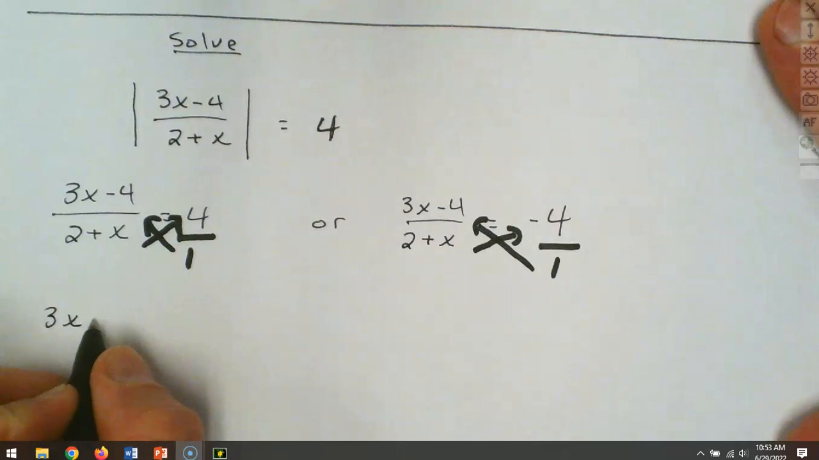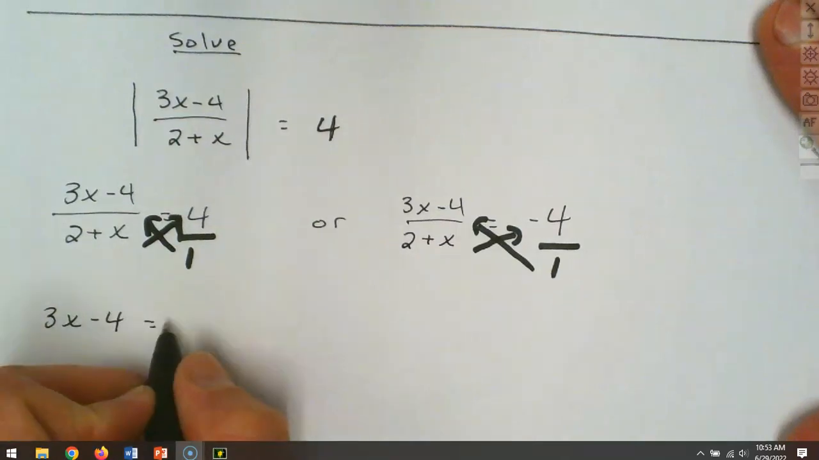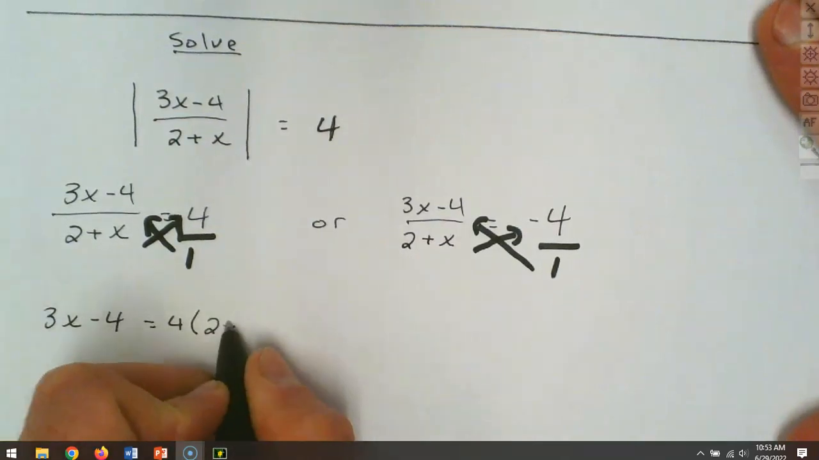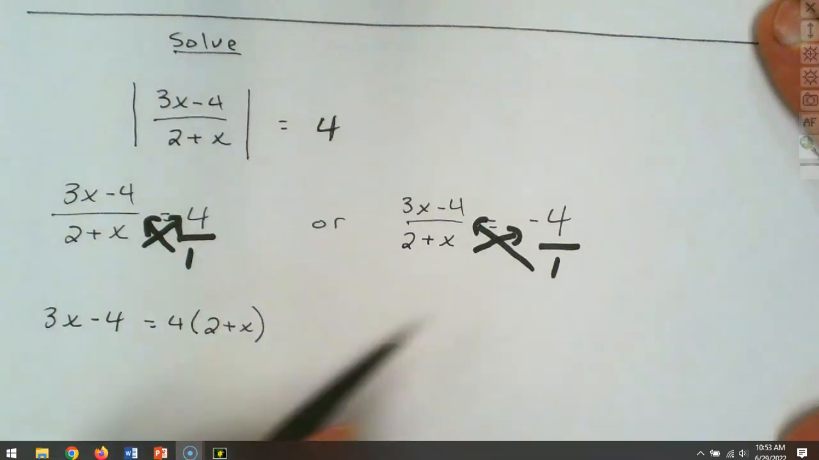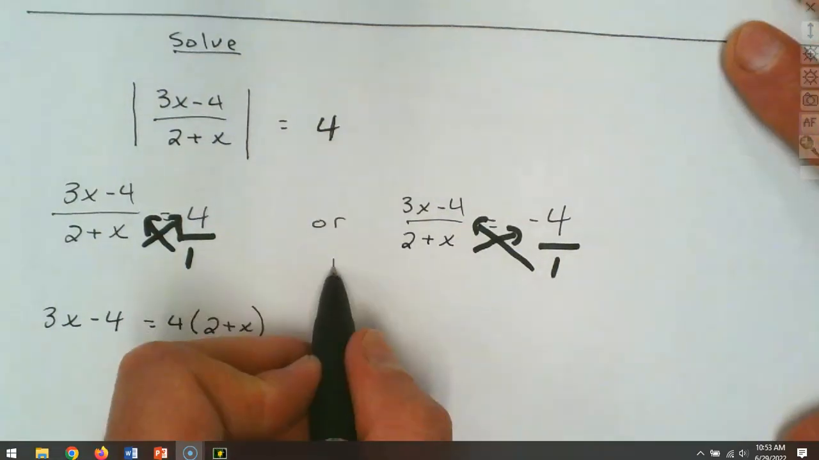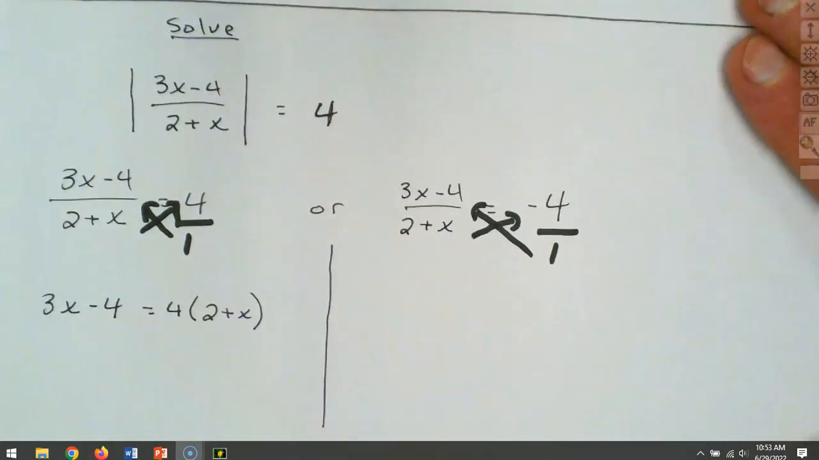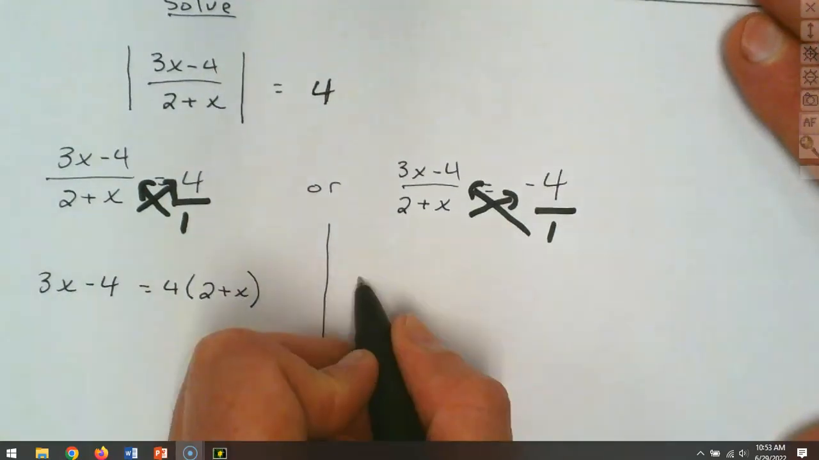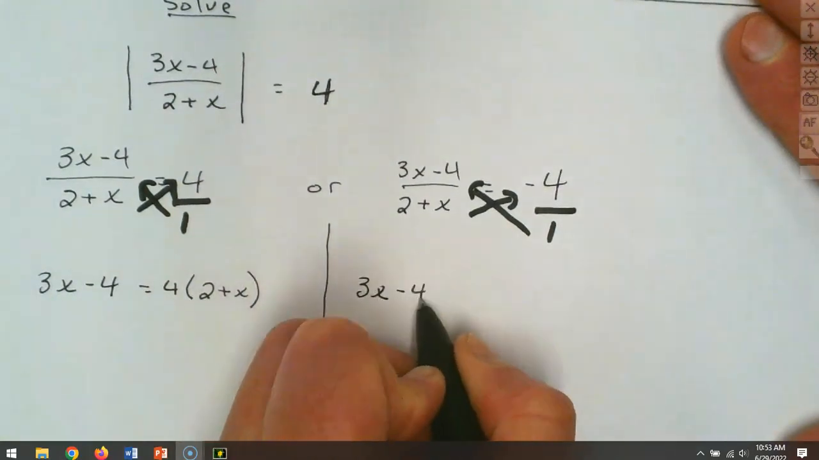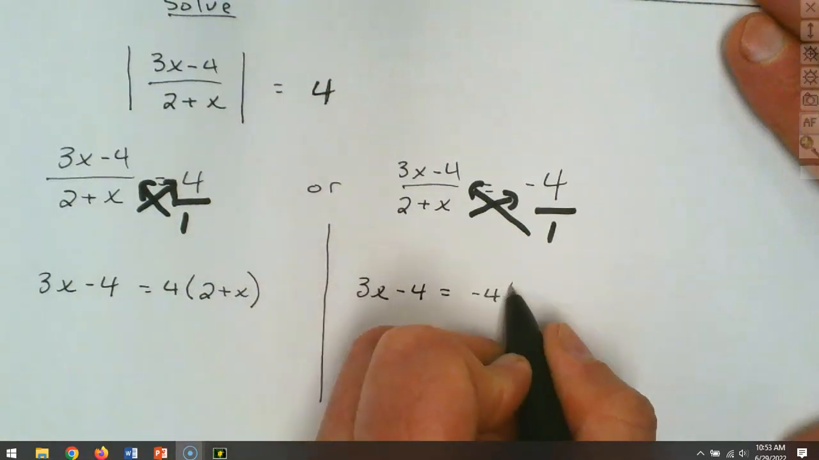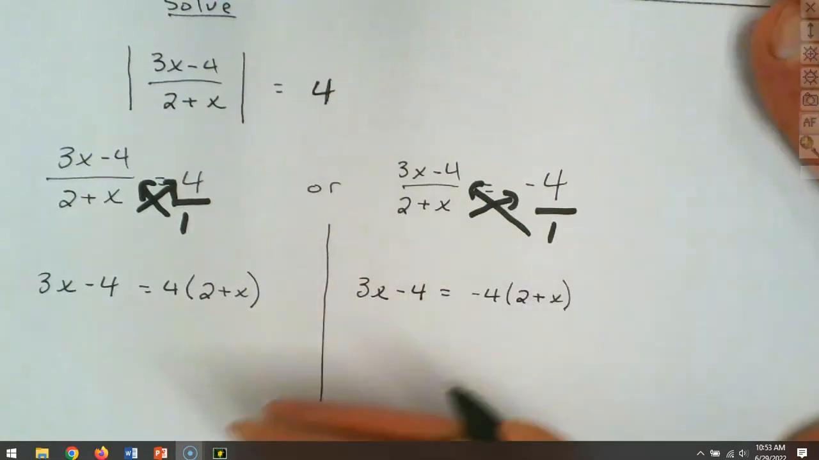So that's 3x minus 4 equals 4 times (2 plus x). The other one, and we'll just split it down here so we don't get mixed up, when we cross multiply, is 3x minus 4 equals minus 4 times (2 plus x), right?